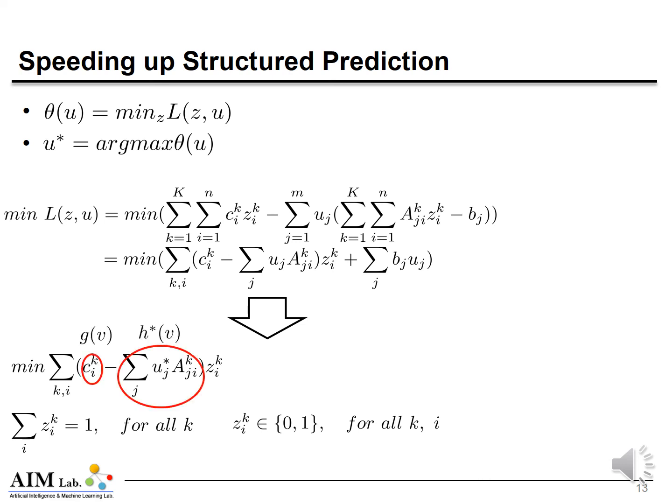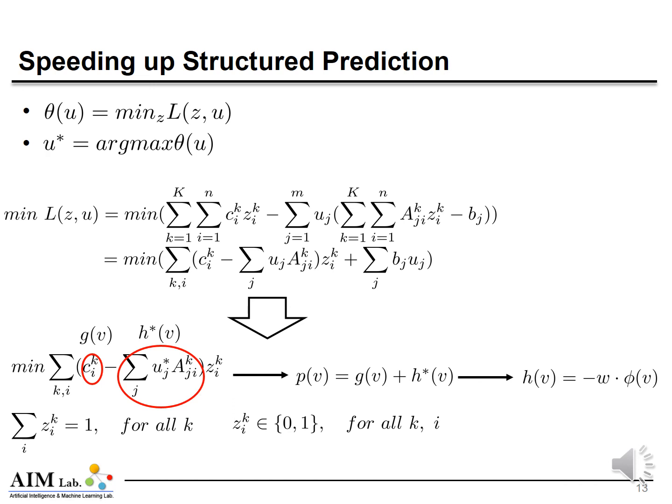Here, we define the path cost g(v) as the summation of C, and the heuristic function h star(v) as the summation of A and U. By adding the path cost and the heuristic function, we can define the priority function P(v) that ranks the nodes. Since it is a minimization problem, a smaller priority value P(v) means a higher ranking during search.